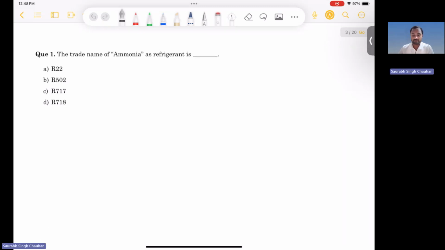So we will begin with question number 1. Question number 1 says the trade name for ammonia as refrigerant is... You know that ammonia is used as refrigerant in many refrigeration systems, and refrigerants have some special names, like R134, R22. Like that, ammonia also has a trade name. So we have to tell what is the trade name of ammonia as refrigerant.